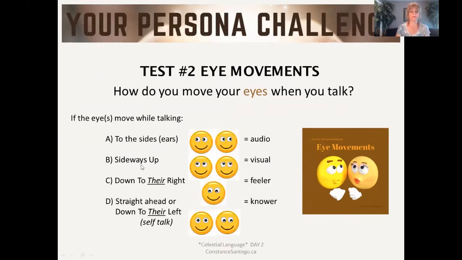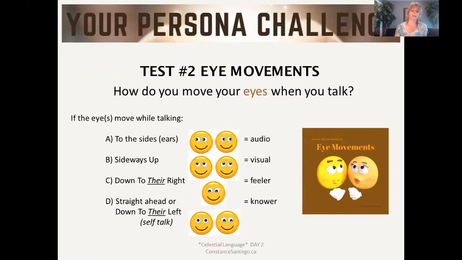Now, if you're going sideways up, left or right, doesn't matter, these are visual cues for the person. They're actually creating a dream in their head, and neuro-linguistic programming has left or right depending on if they're creating it or just remembering it. Now, if a person looks down to their right, they're actually feeling it. They're in emotion. They're right here in their heart center feeling it.